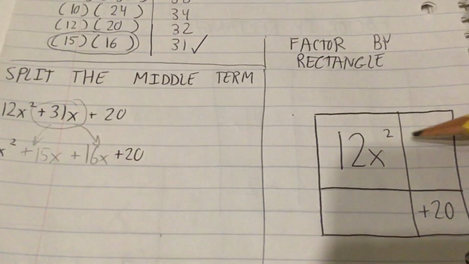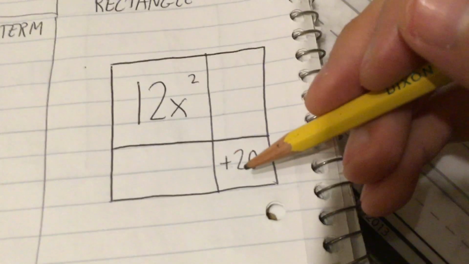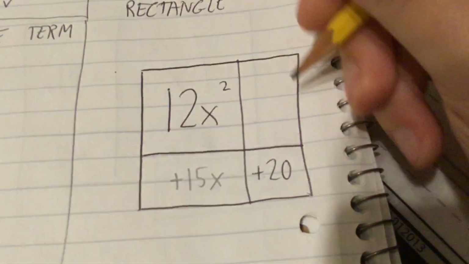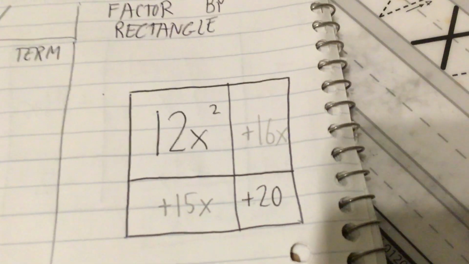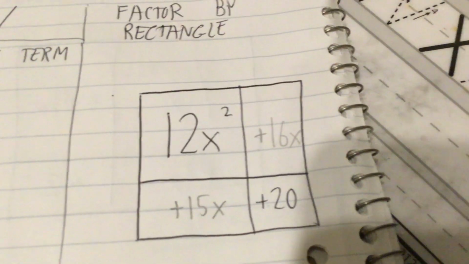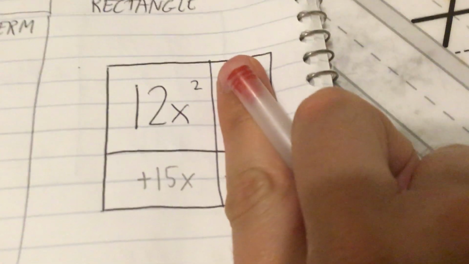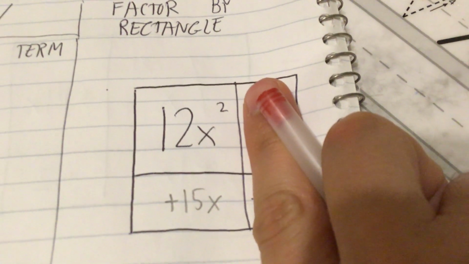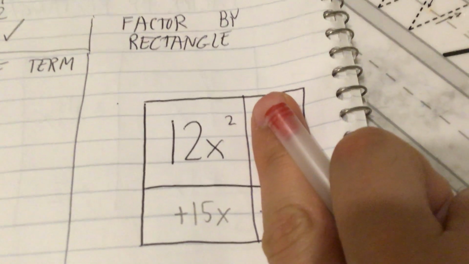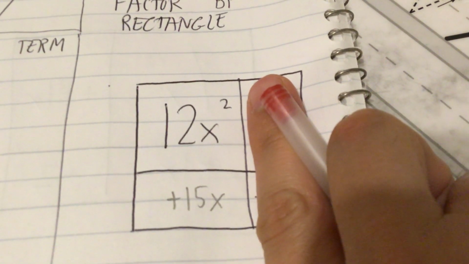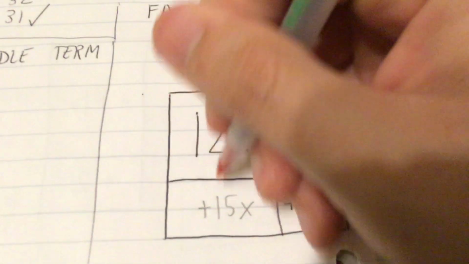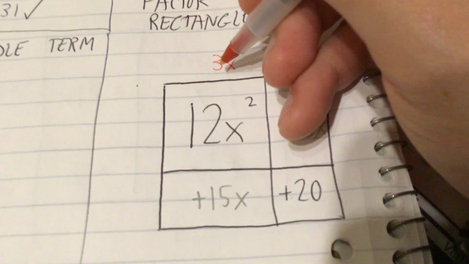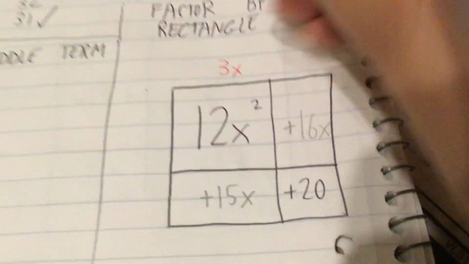We've got 12x squared in the big spot. We've got positive 20 in the bottom right corner, and I like to put positive 15x here, and I'm going to put positive 16x here. It doesn't matter which one goes which because you're still going to factor out. Okay, so I'm going to cover the right column. What is the biggest number I can factor out of 12x squared and 15x? That would be 3x, because the biggest number I could divide out of 12 and 15 and get a whole number is 3, and x squared and x can both factor out an x.